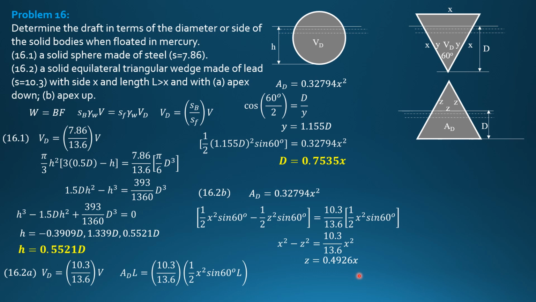So z is 0.4926 of x. From the figure, the height of the equilateral triangle is x cosine 30, because half of 60 is 30, so hypotenuse times cosine 30, that's the height. Then z is also the hypotenuse of this exposed area, so this is z cosine 30. Therefore, the draft is x cosine 30 minus z cosine 30, which is x cosine 30 minus 0.4926x cosine of 30. So the draft is equal to 0.4394 of x.